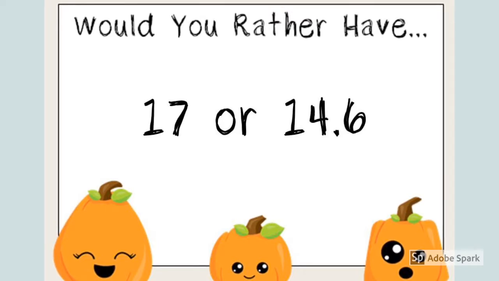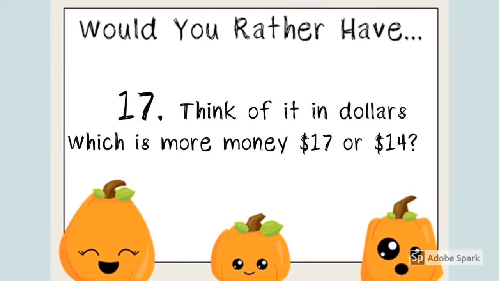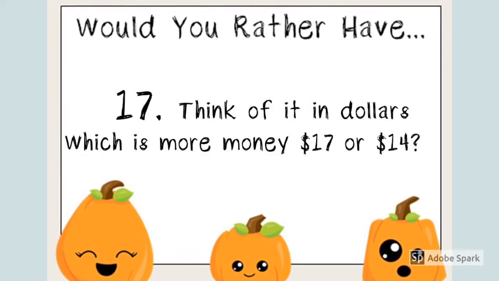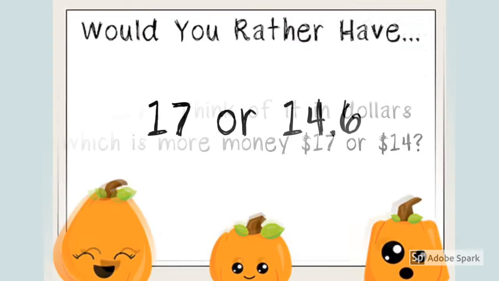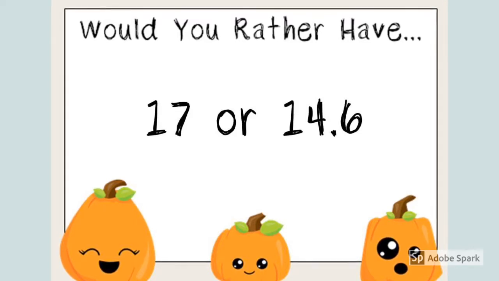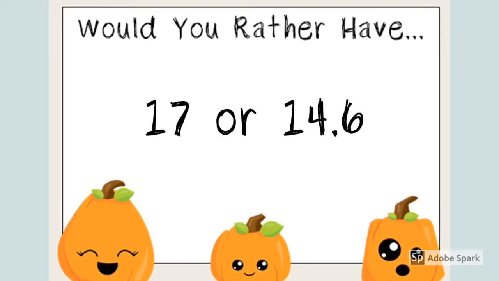So when I get this response, I ask this question: Would you rather have $17 or would you rather have $14? And the students will say, well, obviously, I'd like $17. That's more money. This would be the step where I'd make a place value chart and write it in, or I'd take 17 and write it as $17.00 and then write $14.60, and then I would ask them again to think about it.